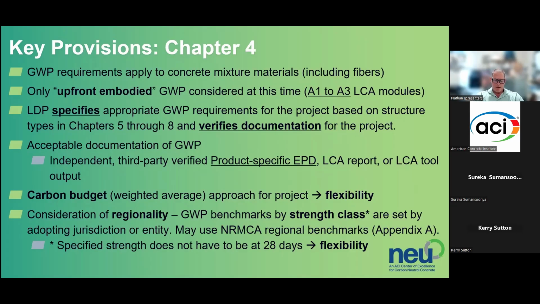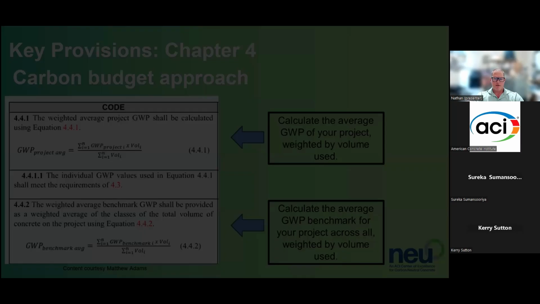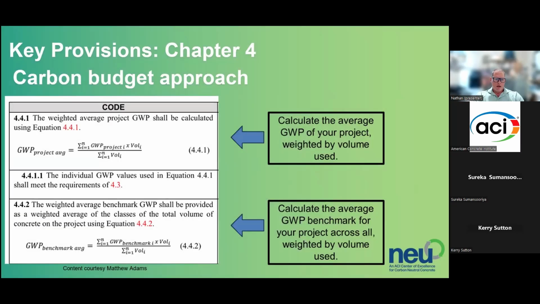Note that the NRMCA document that we'll look briefly at only covers the lower 48 states, so any project outside of there is going to have to establish its own benchmark to use the code. Also in Chapter 4, you see a description of this carbon budget approach. Don't let the summation symbols and the math here deter you. I'm going to show you how this works, and you'll see that it is not complicated.